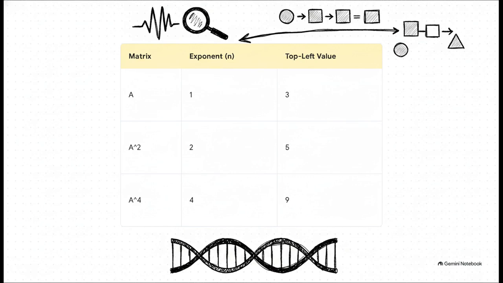If n is 1, 2 times 1 is 2, plus 1 is 3. Matches. If n is 2, 2 times 2 is 4, plus 1 is 5. Perfect. If n is 4, 2 times 4 is 8, plus 1 is 9. It's a 100% perfect match. We've basically found the matrix's DNA.